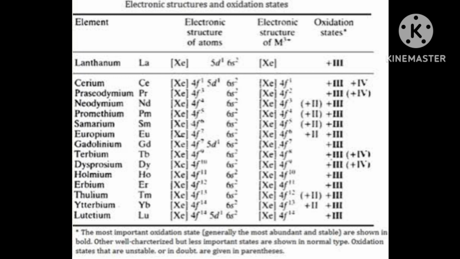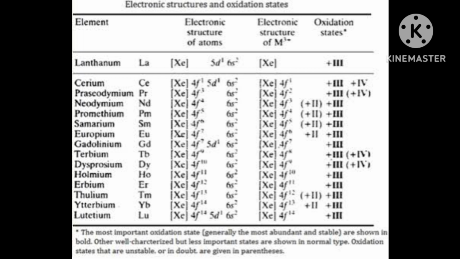Okay, similarly, ytterbium, Yb. Similarly, ytterbium 2+, which has f14 configuration. F14 means obviously it will be stable. Then Yb2+, which has f14 configuration, is a reductant, means a reducing agent.